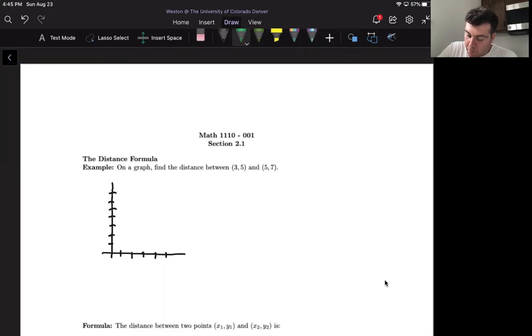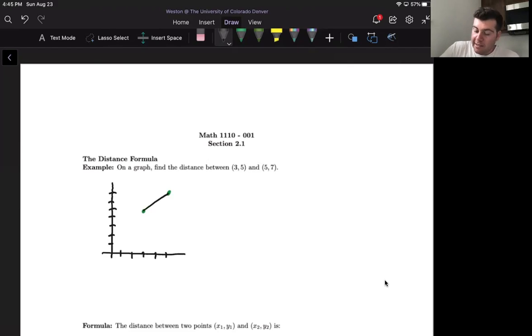1, 2, 3. And then our next point is (5, 7). So we move to the right 5 and then up 7. So we have these 2 points and we want to find the distance between them. So the distance of this line segment that I just drew.